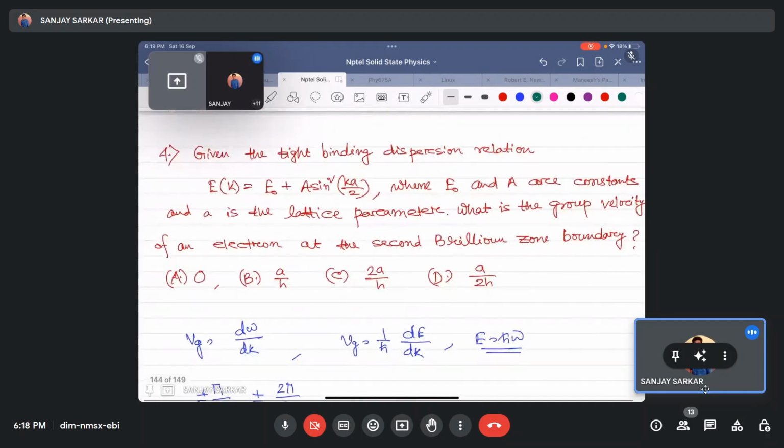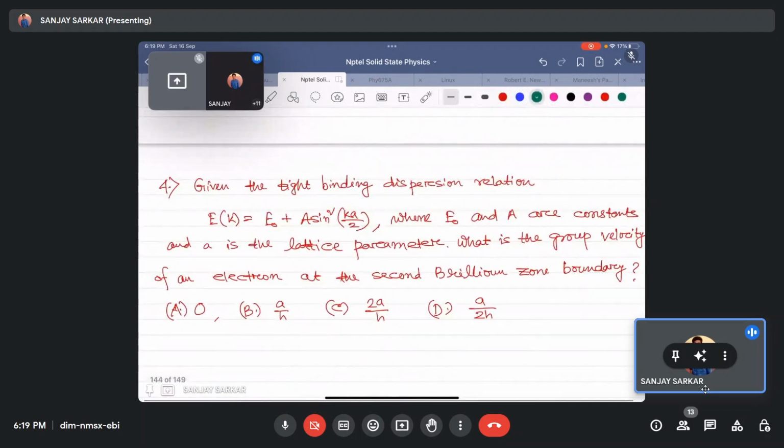So in this problem, given the tight binding dispersion relation Ek equal to E0 plus A sine square ka by 2, where E0 and A are constants and a is the lattice parameter, what is the group velocity of an electron at the second Brillouin zone boundary? A, B, C, D, these are the options.